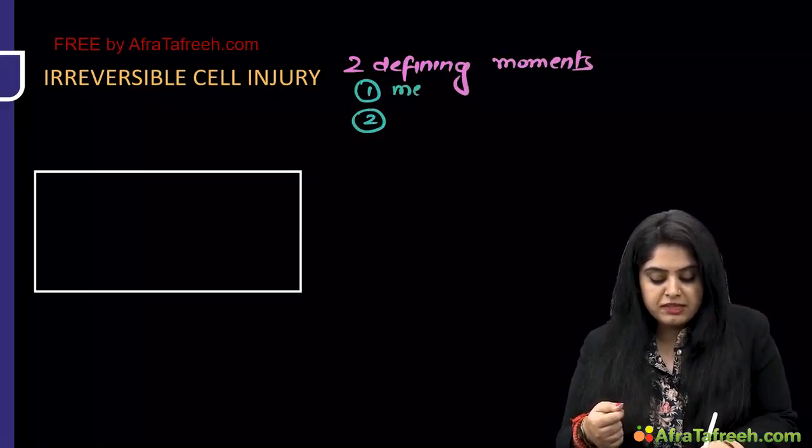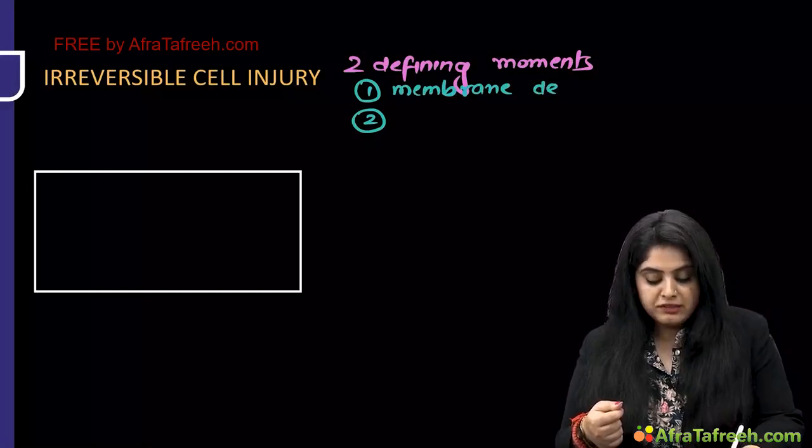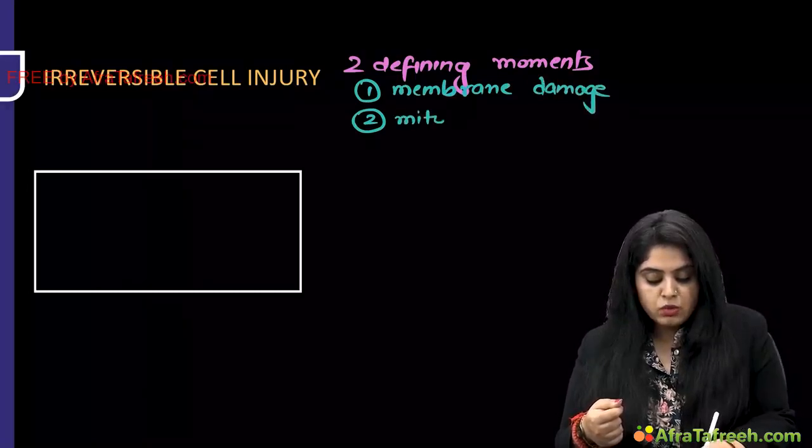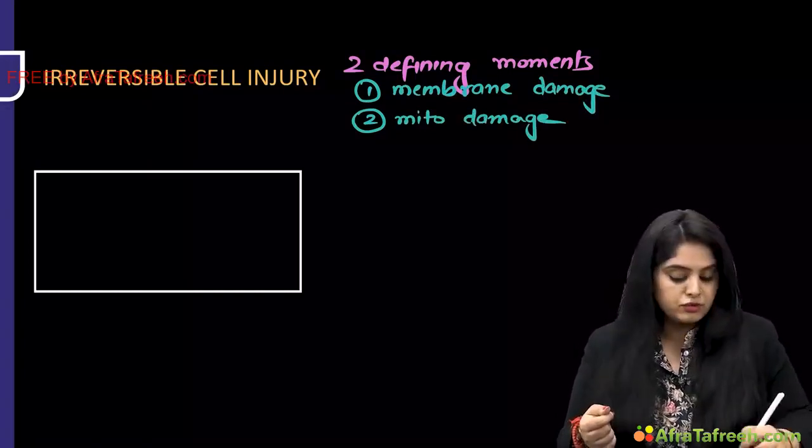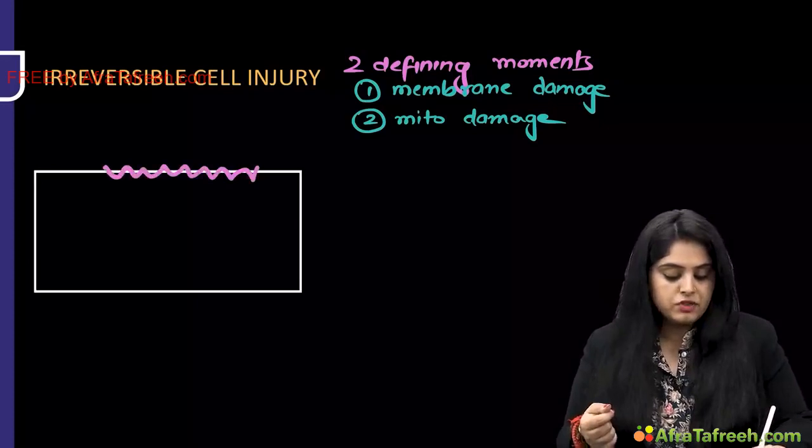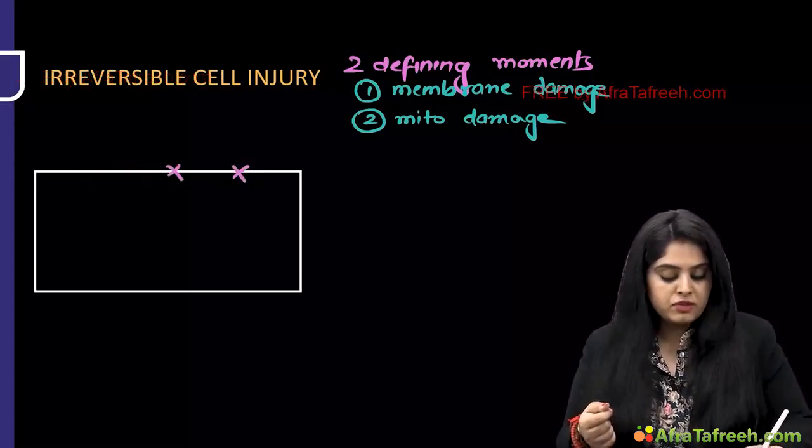The first M basically means when there is a severe membrane defect, or you can say some kind of membrane damage, and the second one is going to be mitochondrial damage. What did I say? M and M, membrane damage and mitochondrial damage. So first, what will we do? We will damage the membrane. Simple. Let me damage the membrane over here.